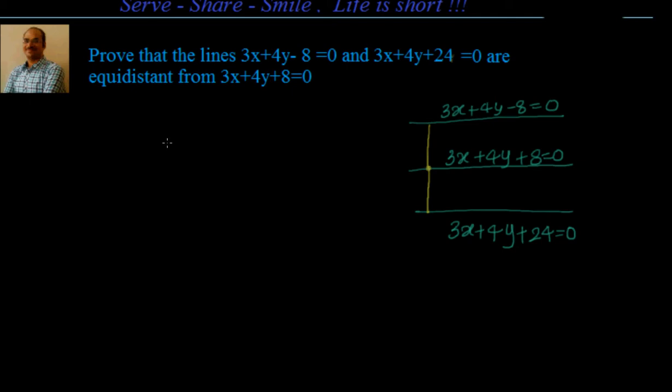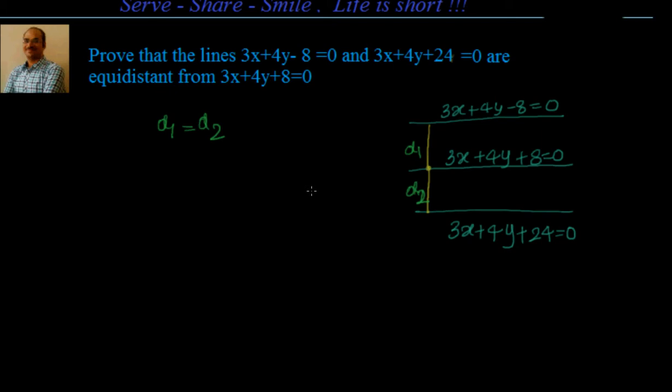So how we will solve this problem is, we will try to find out a point on 3x plus 4y plus 8. After that we will leverage the distance of a line from a specific point formula to prove that the distance d1 is equal to d2. We will prove d1 is equal to d2.